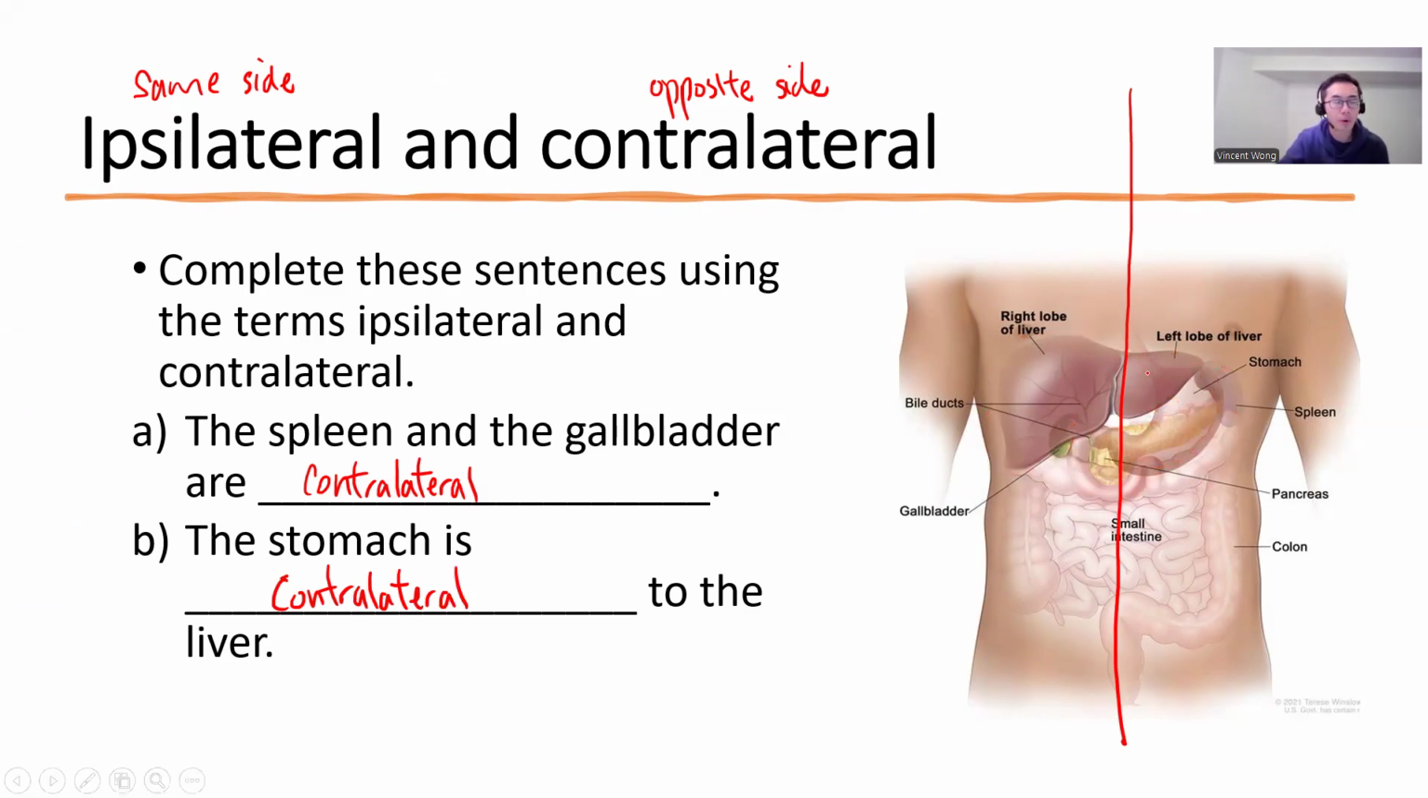If you want an example of ipsilateral, you can say gallbladder. And anybody know what that little dangling thing here is? Yeah, that's the appendix. So these things would be ipsilateral. All right. Contra is opposite. Ipsi is the same.